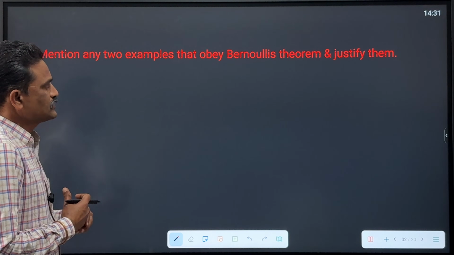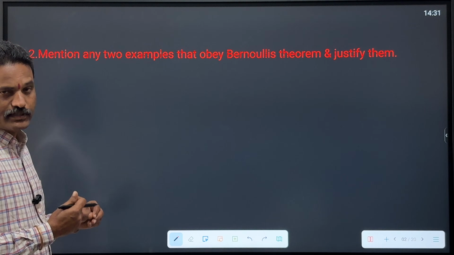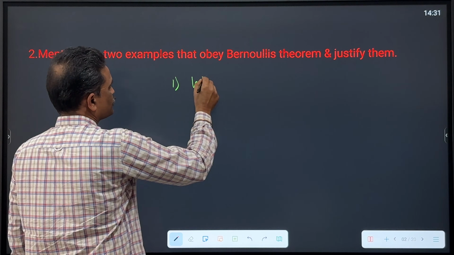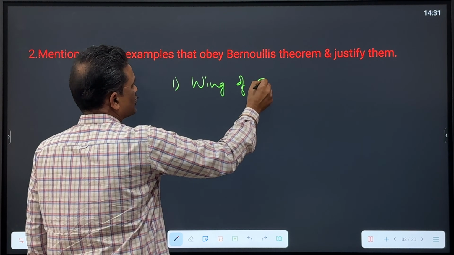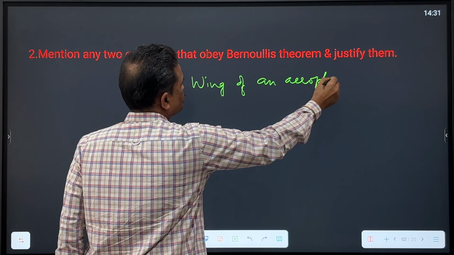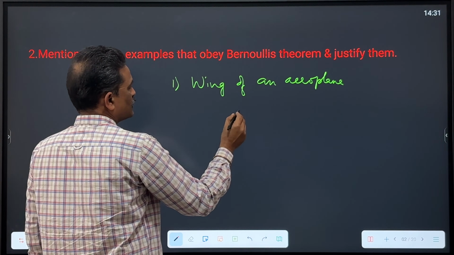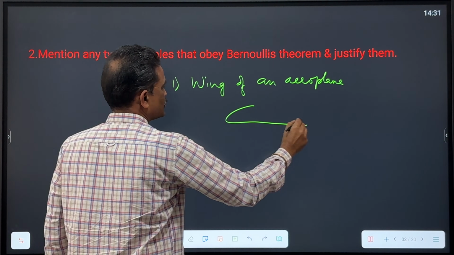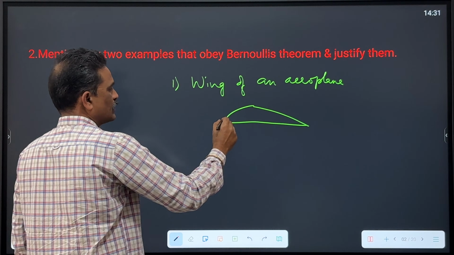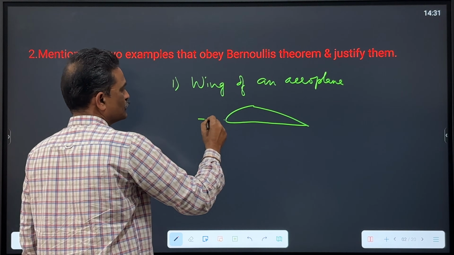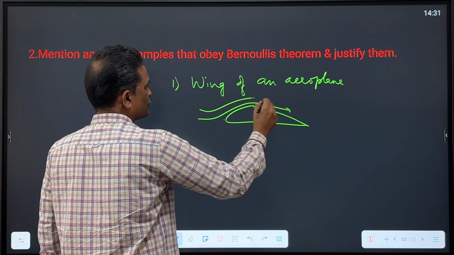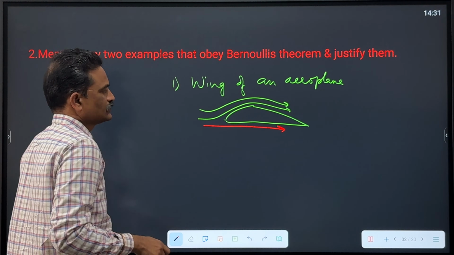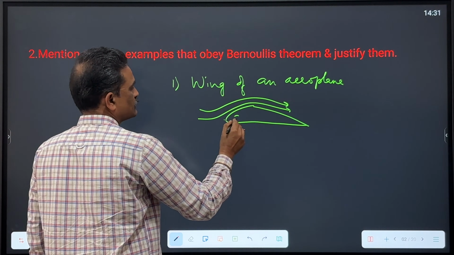Mention any two examples that obey Bernoulli's theorem. Justify them. The best example is a wing of an aeroplane. The shape of the aeroplane wing is also called aerofoil. It looks like this. The upper surface is curved, so more air goes through the upper surface, and the lower one is flat. So this is called aerofoil.